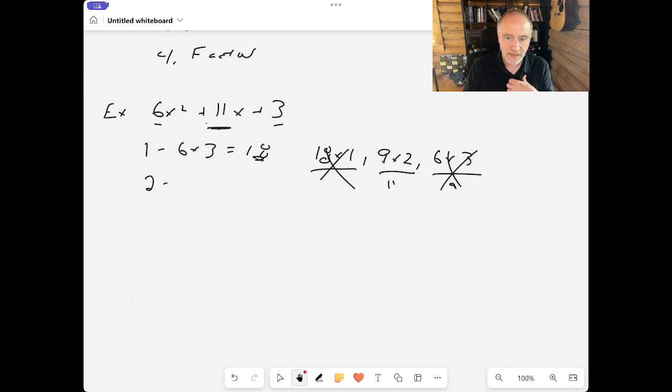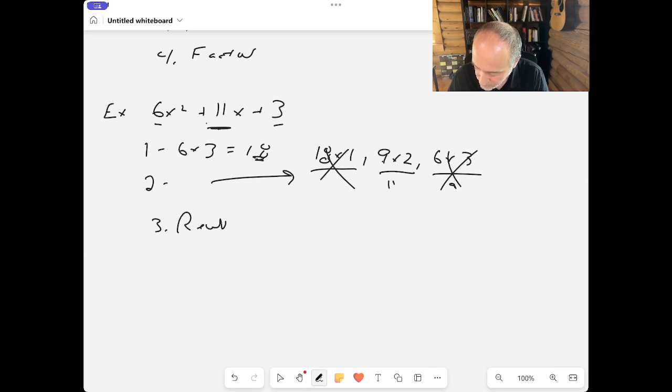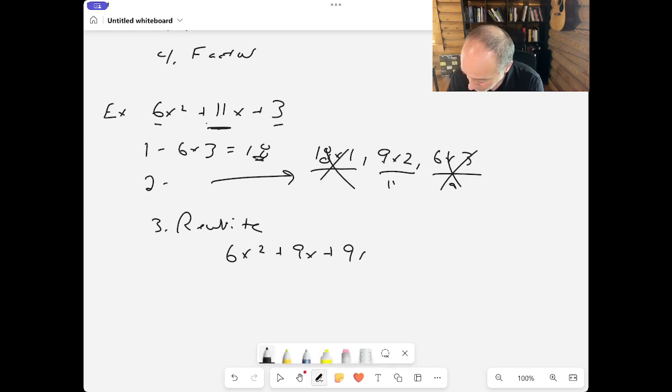We found the 18, and when you found the 9 and the 12, and then step 3 is, and that's that step right there. Step 3 is I want to rewrite. And so what I've done here now is I want to say, well, that's 6x squared. I'm just rewriting the middle term, is going to be plus 9x plus 2. Whoops, sorry. That should be a 2.